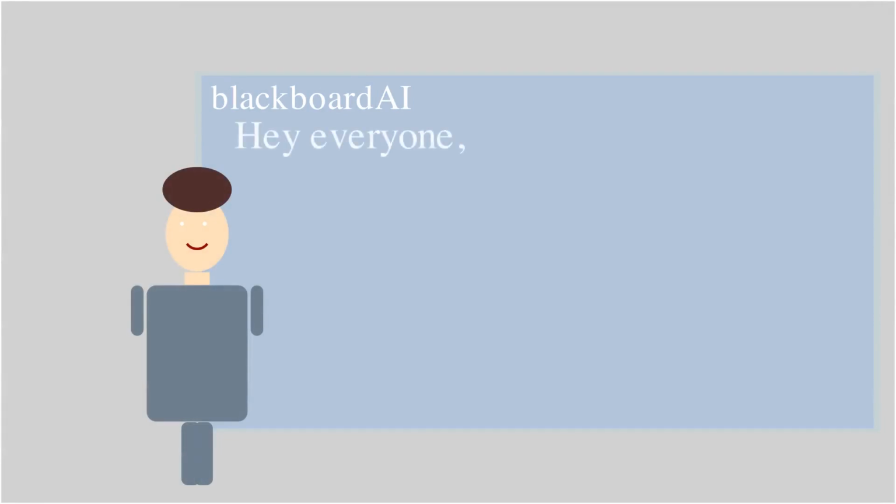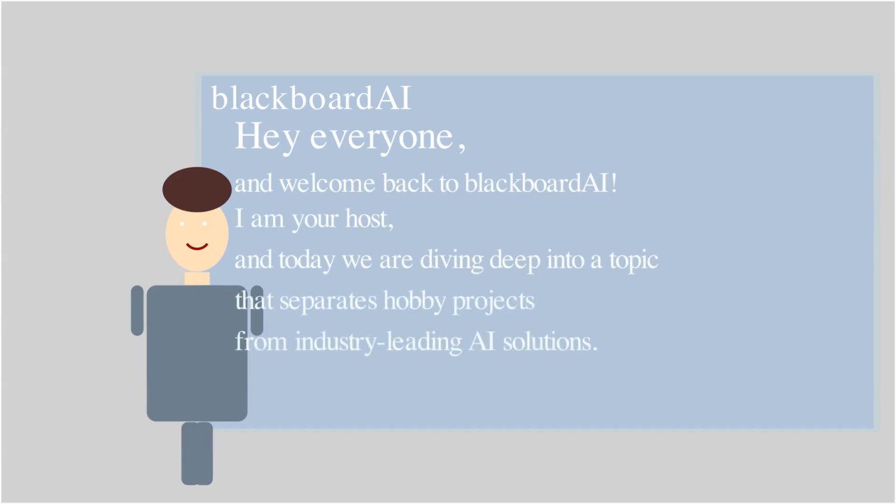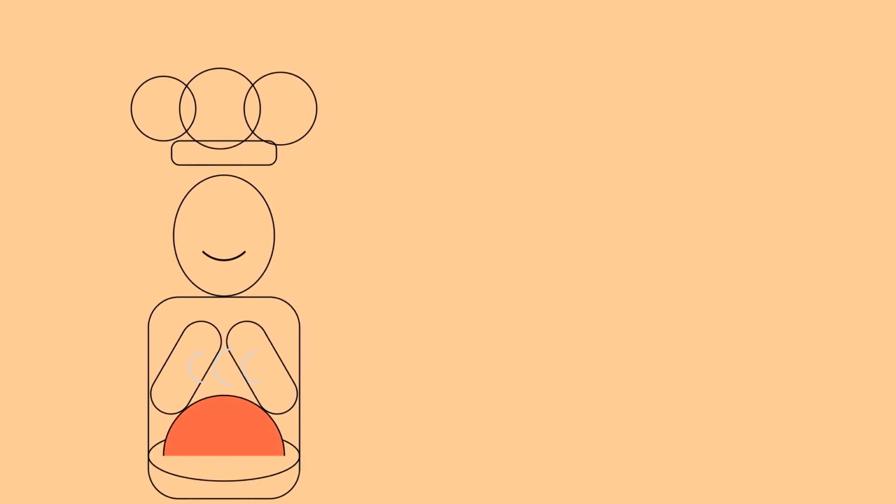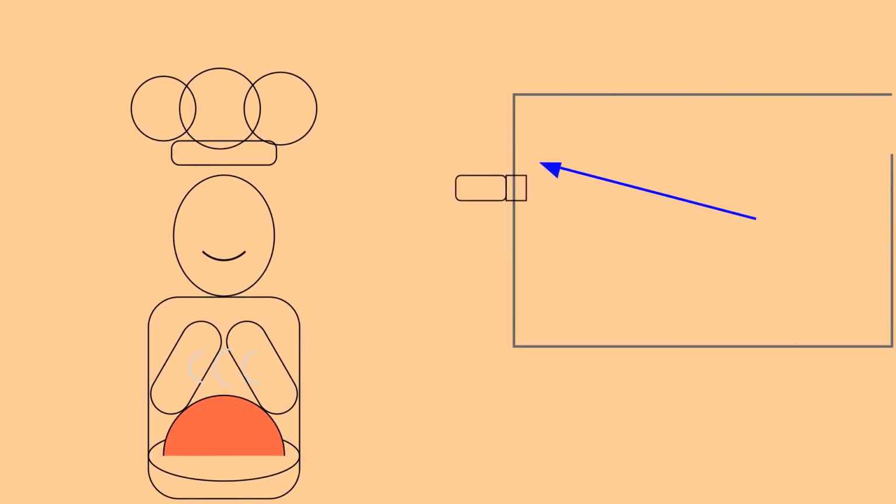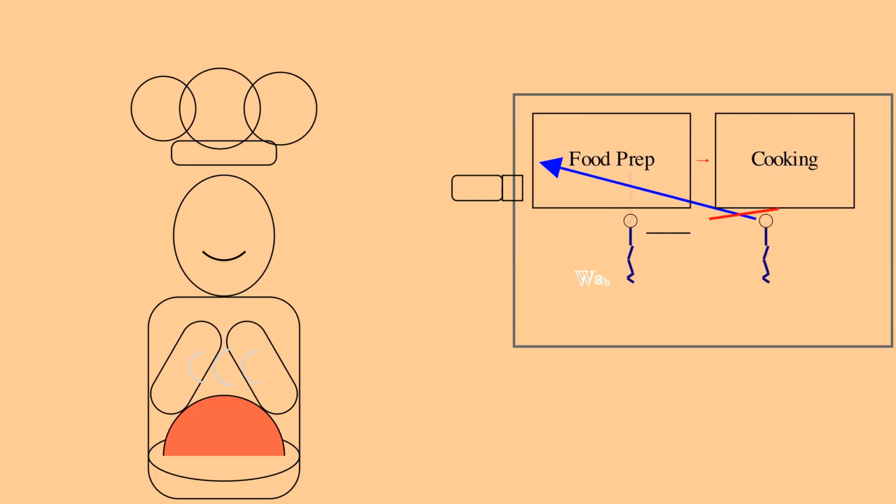Today we are diving deep into a topic that separates hobby projects from industry-leading AI solutions: system design for machine learning. It is not just about the algorithms, it is about building the entire robust ecosystem around them. Think of it like this: a great chef can make an amazing dish, but to run a successful restaurant, you need a full kitchen, supply chain, staff, and constant quality control. The same applies to ML.